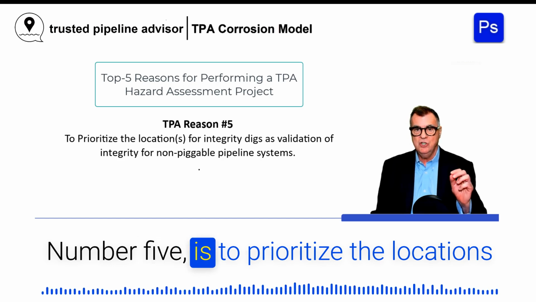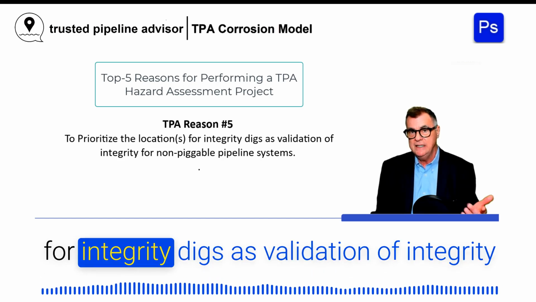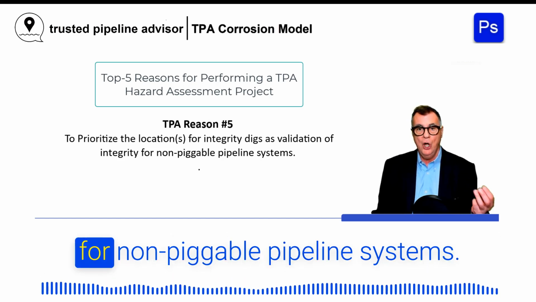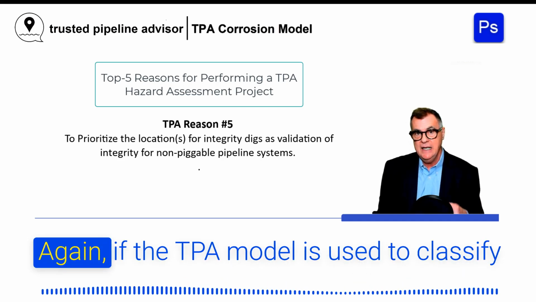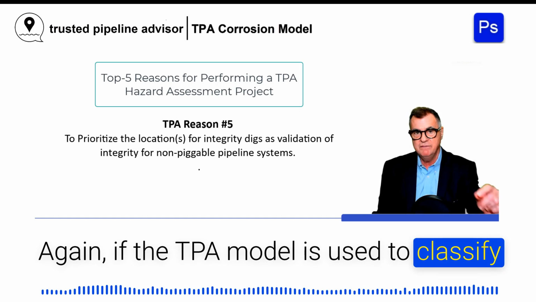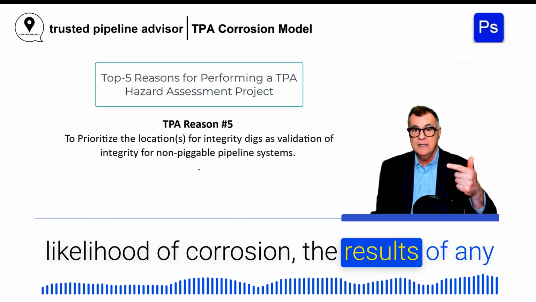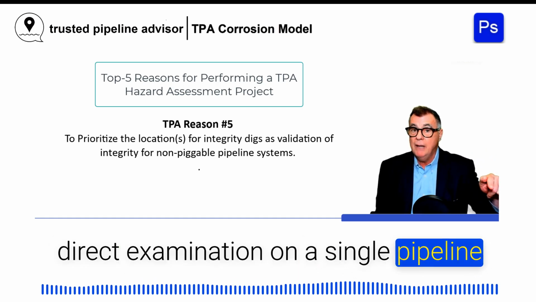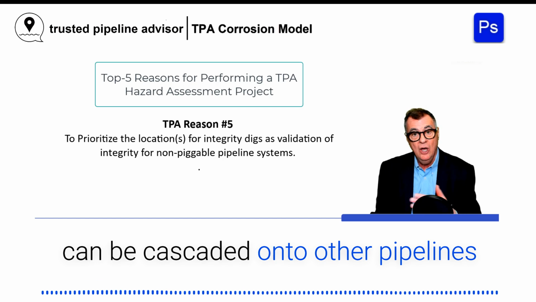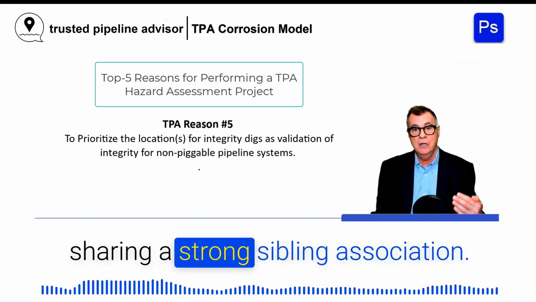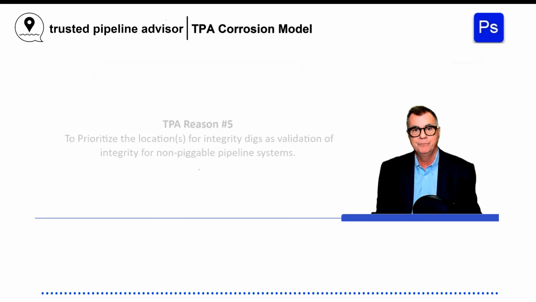Number 5 is to prioritize the locations for integrity digs as validation of integrity for non-piggable pipeline systems. Again, if the TPA model is used to classify a group of pipelines according to the likelihood of corrosion, the results of any direct examination on a single pipeline can be cascaded onto other pipelines sharing a strong sibling association.